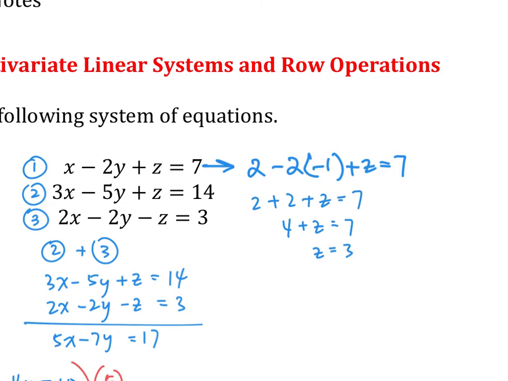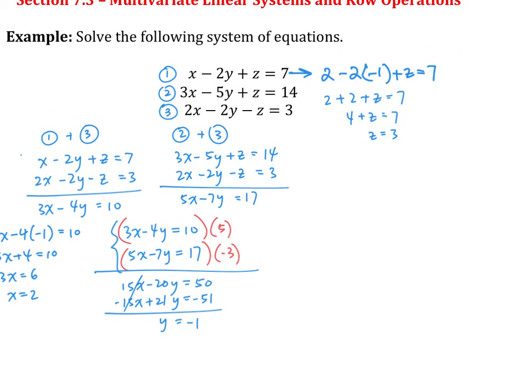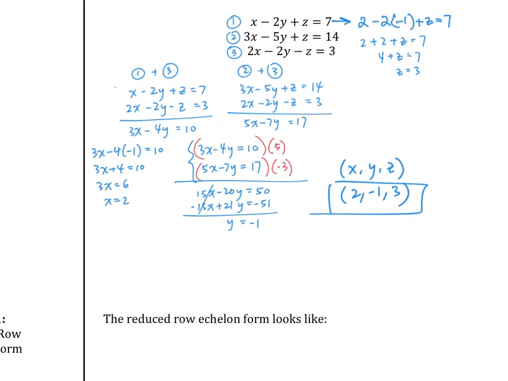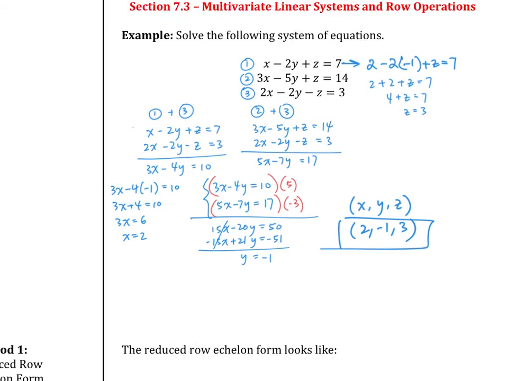z is 3. All right, when you finally finish solving the equations, what you want to do is write it as a coordinate, x, y, z, so this is equal to (2, -1, 3). All right, so this is how to solve a system of equations using the algebra way.